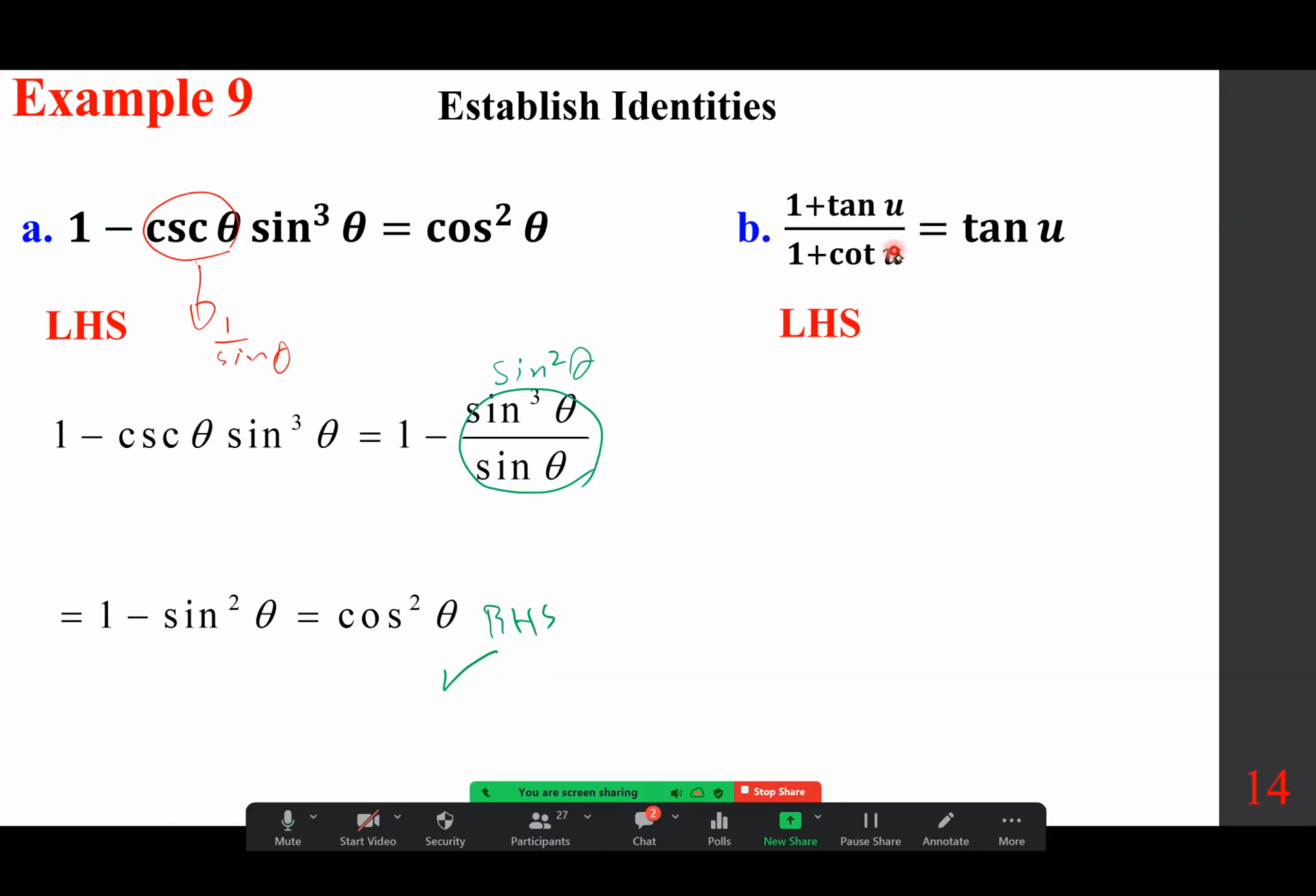So starting with the left side, since we have tangent and cotangent, we change one of them to the other one. And since we want tangent, let's try to change this to tangent by writing it as 1 over tangent. So see what happens, okay?